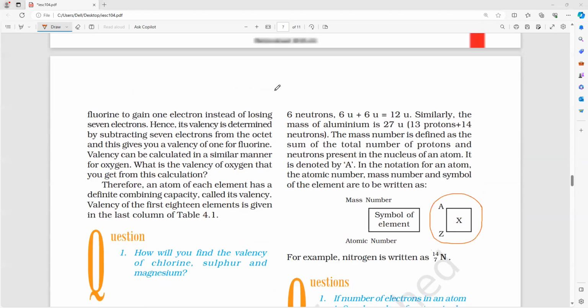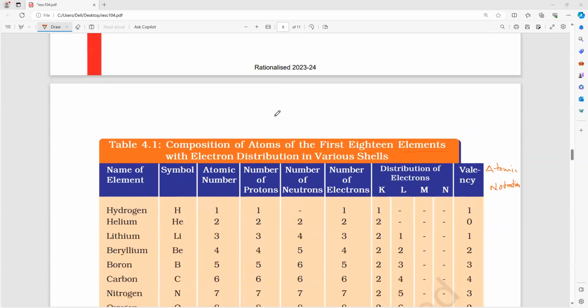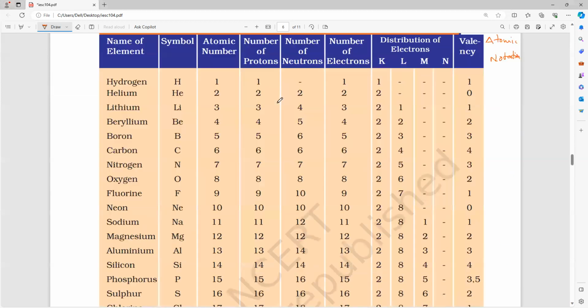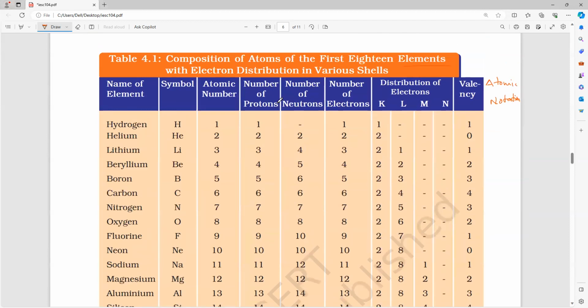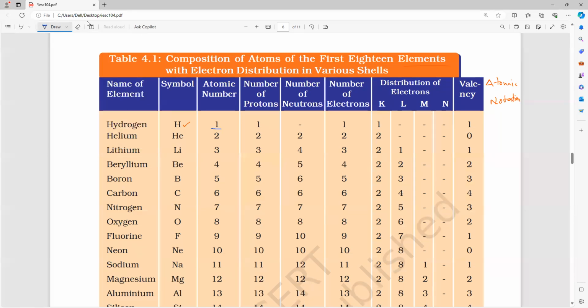19th element is potassium and 20th element is what, guys? 19th element is potassium, 20th element is calcium. Okay, so now all of you observe. First element, hydrogen. What is the symbol for hydrogen, everybody? H. And atomic number, how much? 1.